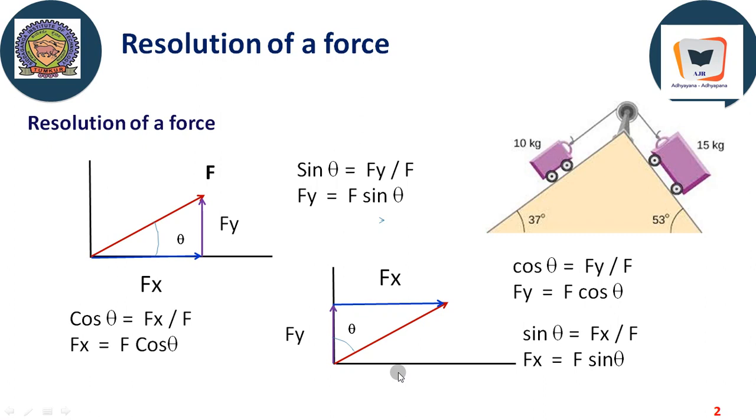So they are counterparts. Sin theta and cos theta are counterparts, and it is very important to realize which is the horizontal component and which is the vertical component, and we should meticulously work out the horizontal component, that is horizontal effect of an inclined force and vertical effect of an inclined force.